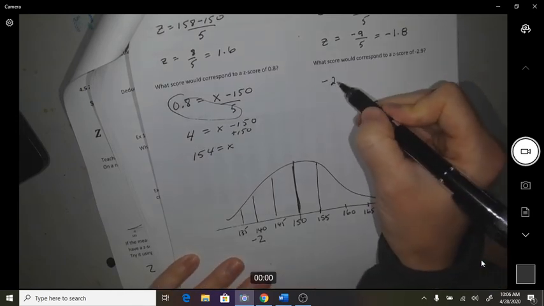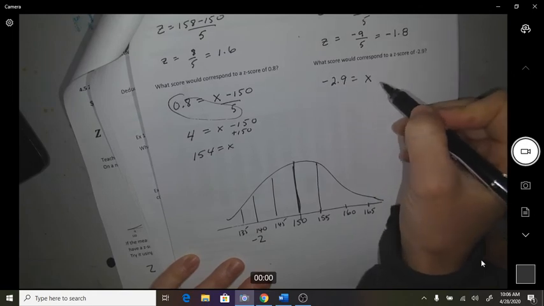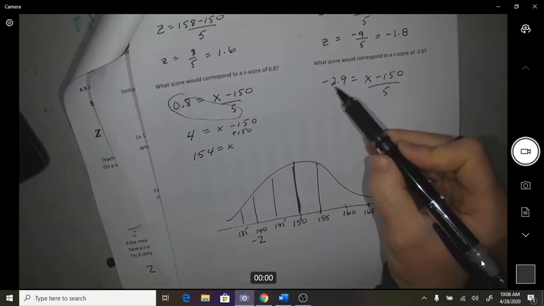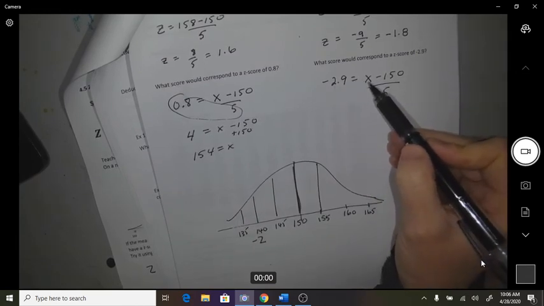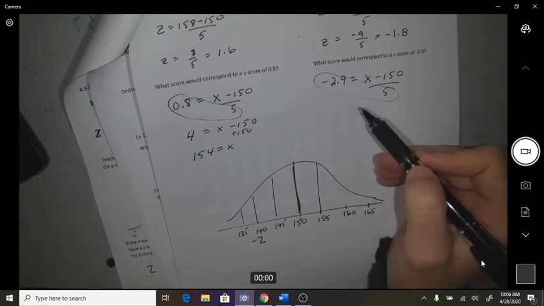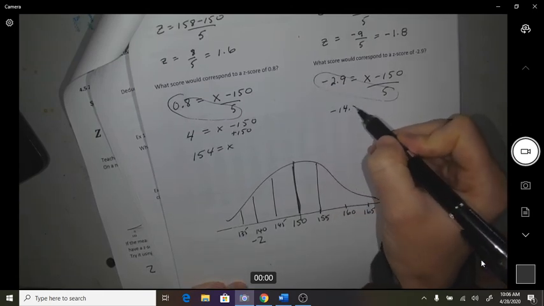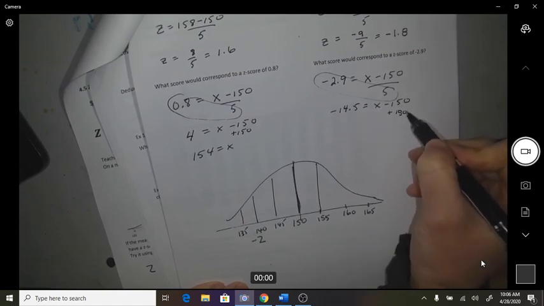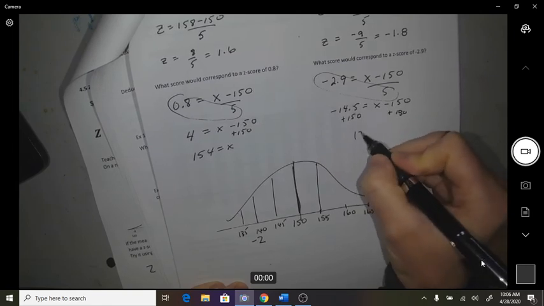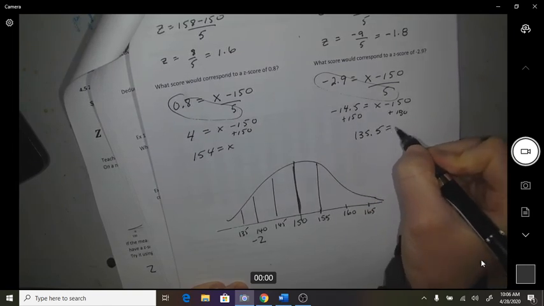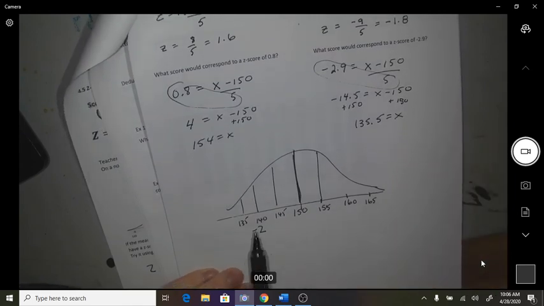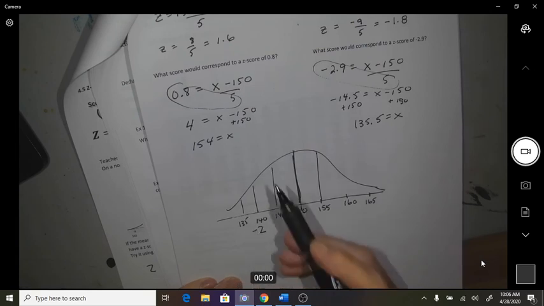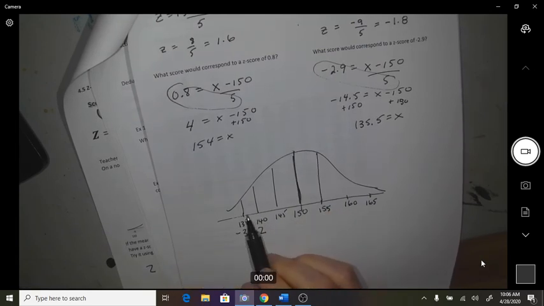Okay, a z-score of -2.9. So what score is that going to correspond with? So I put it in the formula, and I want to know the actual score I'm talking about. So times 5, so -14.5, and then I would add 150, just doing algebra. So 135.5 equals my score. So that is right here. Does it make sense to have a -2.9? Yes, because that has a negative 3 z-score.